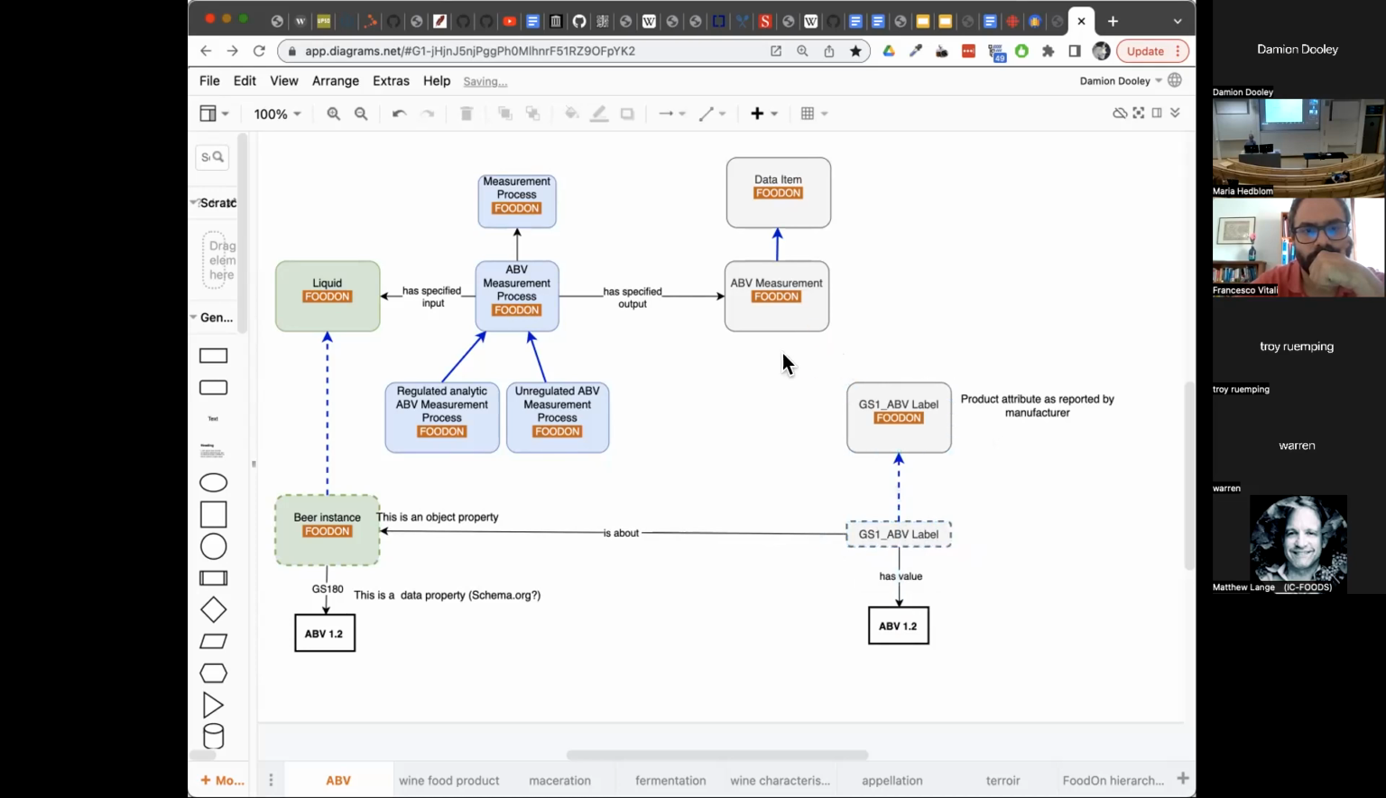Right. But you have an end product ABV measurement, which should comply with the target GS1 ABV label. So that could be another way of representing this on the fly, and is about a relation between this label that's about this measurement and it's about this material entity. I'm sticking with general relations here, but we'll be forced to use more specific ones if ambiguity arises.